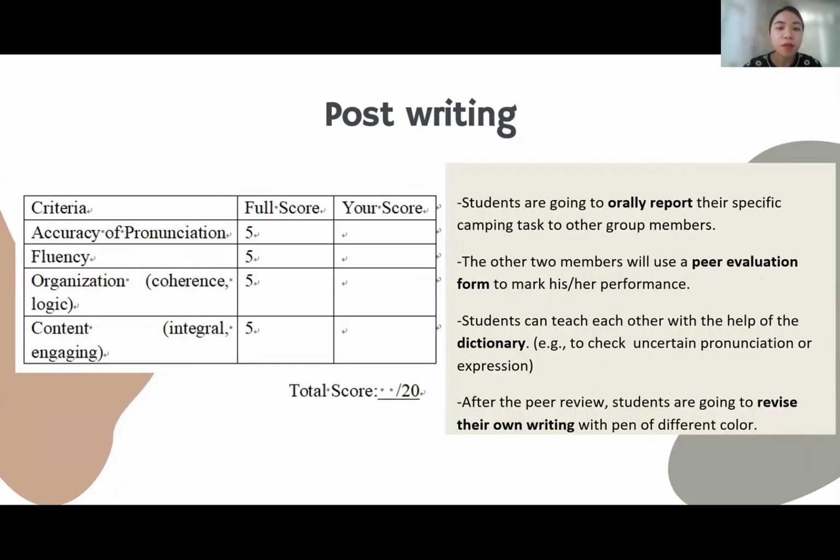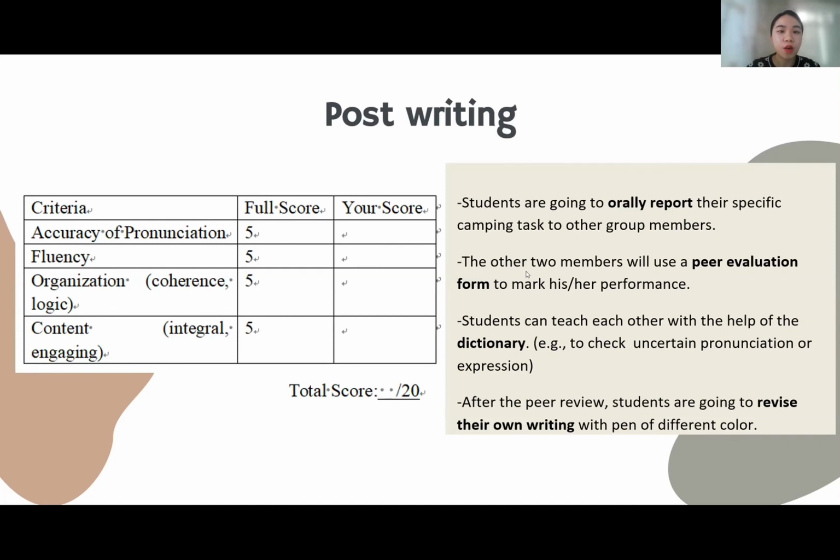After writing, students are going to orally report the camping story they wrote to the other 2 group members, and the other 2 group members will use a peer evaluation form to mark its performance. The criteria include the accuracy of pronunciation, fluency, organization, and content. And after the peer review, students can teach each other with the help of dictionary. For example, they can check the uncertain pronunciations or expressions in the dictionary. After the peer review, students are going to revise their own writing. At the end of the session, students should hand in their own log for teacher to assess.